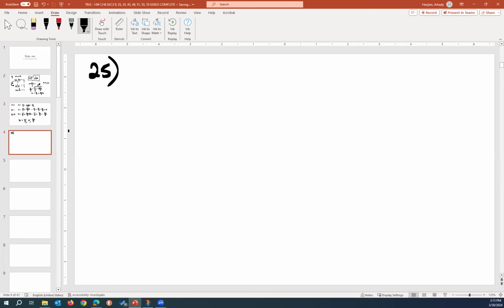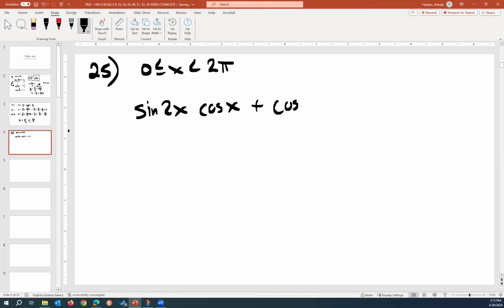25. It says find the solutions from 0 to 2 pi, not including 2 pi, and find exact values. Oof, okay, exact values. Here we go. Sine of 2x. Oh, interesting. That looks like either a sum identity or a difference identity. So we'll think back to your sum and difference identity and think about whether it's sine or cosine.